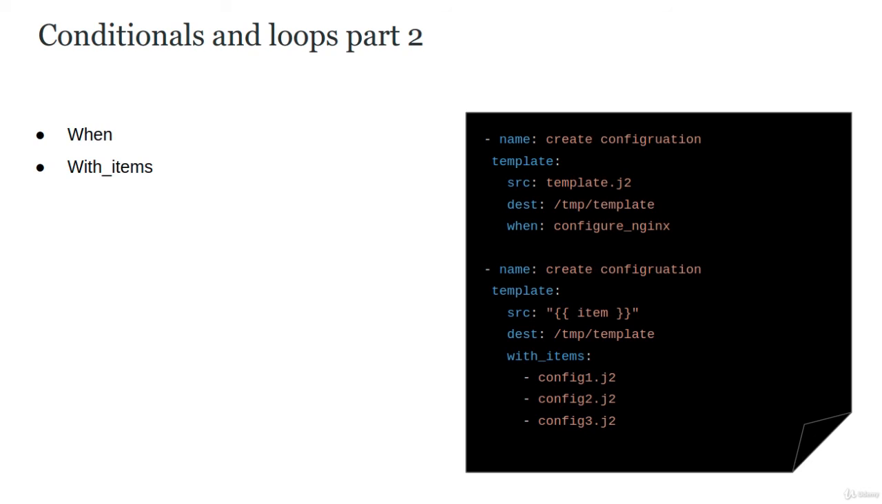All these values are templates. And in the source there is the Ansible variable called item. Item means that this is the item from the with items list. So this will create a template 3 times, once for each item from the with items list. So let's see this in practice.